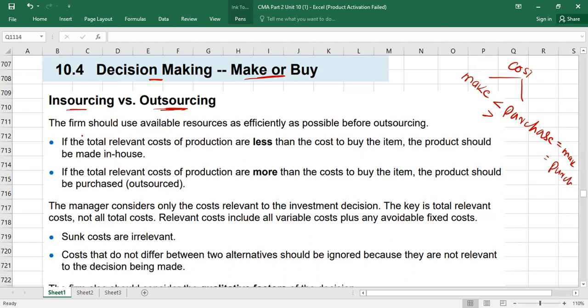So this is what is written here. Point number one: if the total relevant cost of production is less than the cost to buy the item, the production should be done in-house, then you should make the product. Another scenario: if your total relevant cost of production is more than the cost to buy the item, where the production cost is greater than the cost of purchase, in that scenario the product should be purchased. It means outsourced. So guys, this is really important.